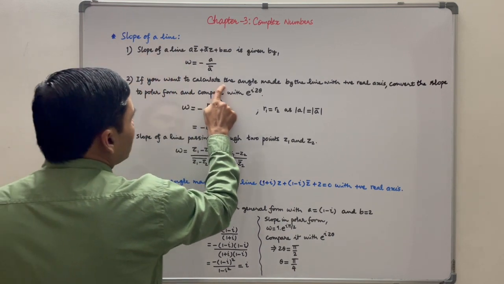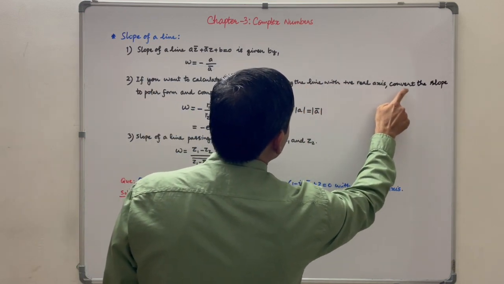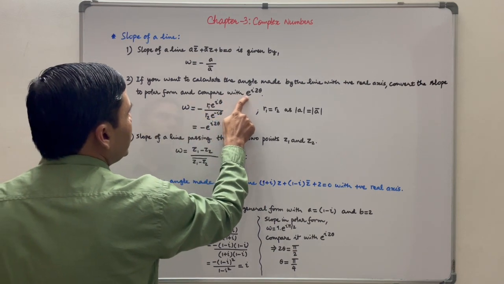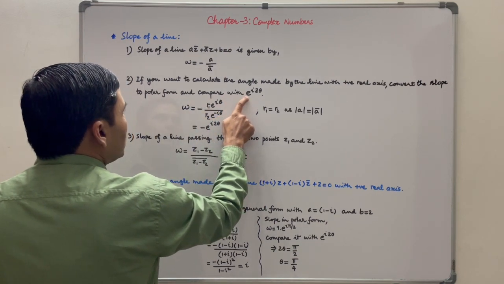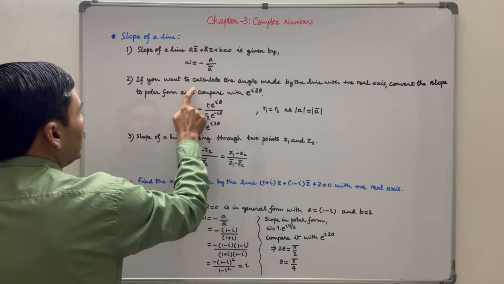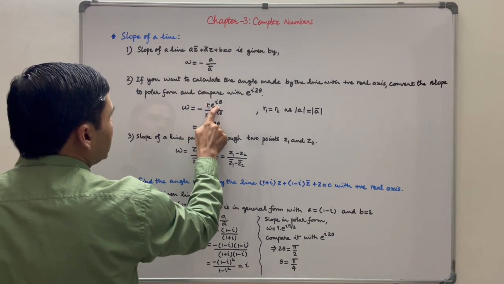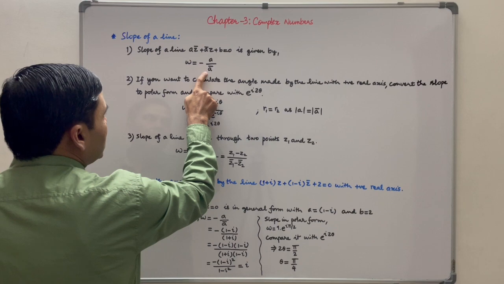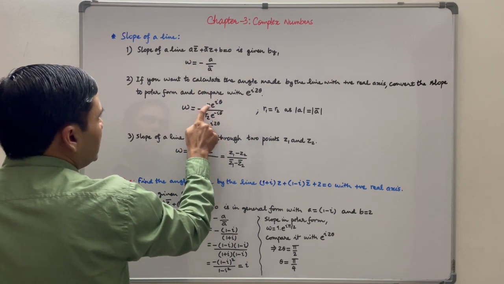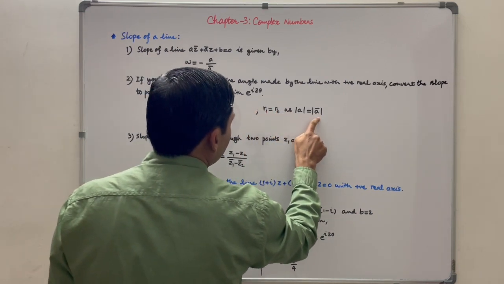If you want to calculate the angle made by the line with the positive real axis, then convert the slope to polar form and compare with e to power i 2 theta. Why to compare with e to power i 2 theta? Reason is here. A can be converted to polar form as R1 e to power i theta, and A bar can be converted to polar form as R2 e to power minus i theta. Here R1 is equal to R2 as mod A is equal to mod A bar.